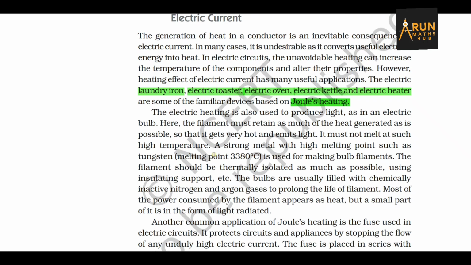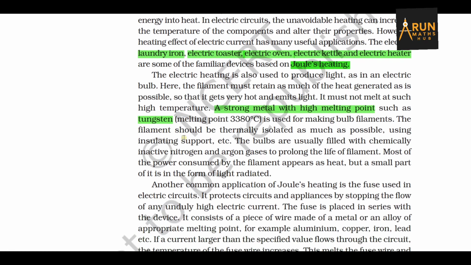So you have the reason here, right? Why is tungsten used in the filaments of an electric bulb? Because it has a high melting point, it has high resistivity, and on heating it emits light. That's why tungsten is widely used in the filaments of electric bulbs.